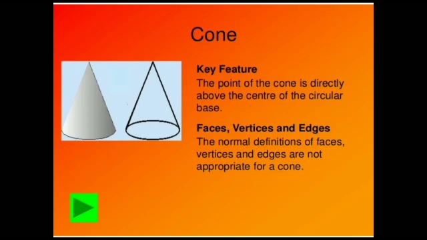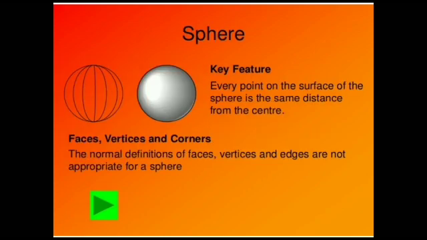Now we are going to see about the properties of 3D shapes. First one is cone. The point of the cone is directly above the center of the circular base. So the cone does not have any vertices and edges or notch. Second one is sphere. Every point on the surface of the sphere is the same distance from the center.